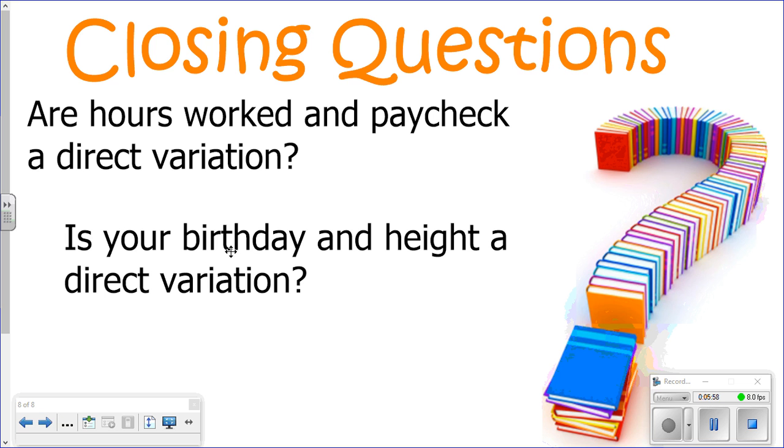So, are hours worked and paycheck a direct variation? Yes. You get paid per hour. Are your birthday and height a direct variation? No. It's not like every year on your birthday you get 6 inches taller.